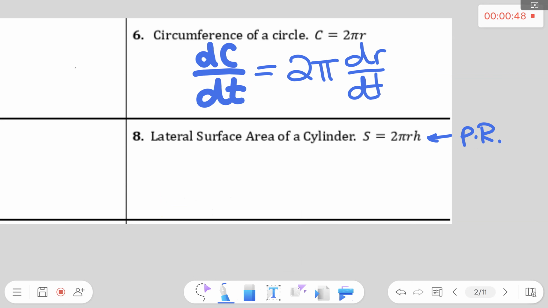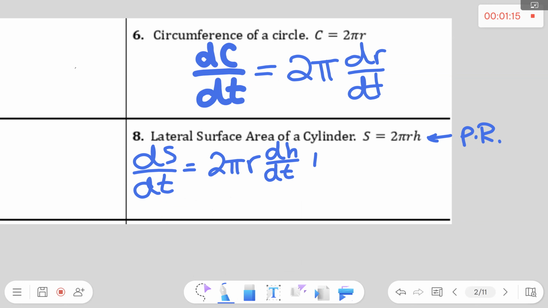All right, first thing we got is going to be ds dt equals. I'm going to do 2 pi. 2 pi is just 2 pi. I'm going to do the h first, derivative of h first. So it's 2 pi r. What does h turn into? dh over dt, right? Plus, because we do product rule, now I'm going to do the derivative of r.